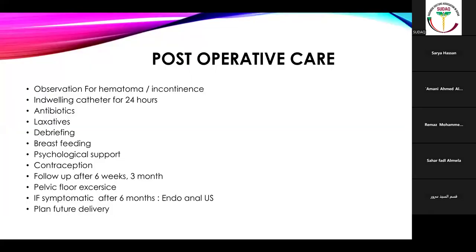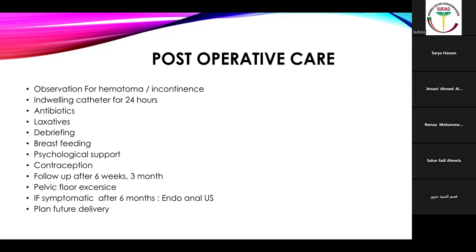The post-operative care is very important. Observation for hematoma, incontinence, indwelling catheter for 24 hours. Vaginal pack plus or minus, you might not need it. The patient has to be put on antibiotics, laxatives, debriefing, and the patient should be allowed breastfeeding as soon as possible. Psychological support is of paramount importance, and contraception should be discussed at the time of discharge.